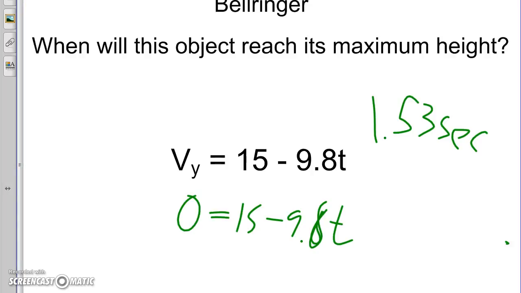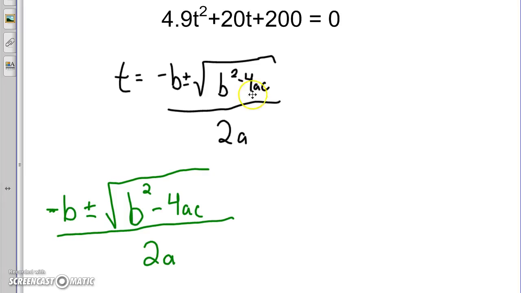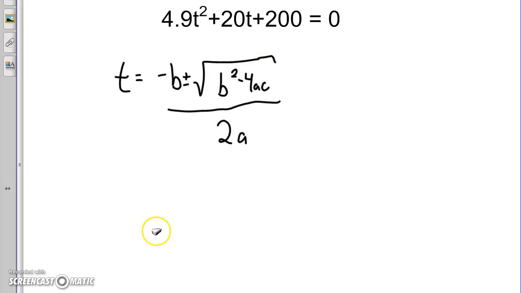All right. Let me go back. So anyways, I'll erase this. This is what we have. Well, we can use this equation to solve this.